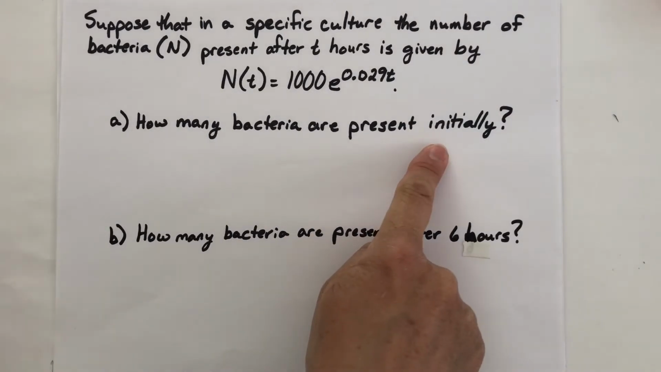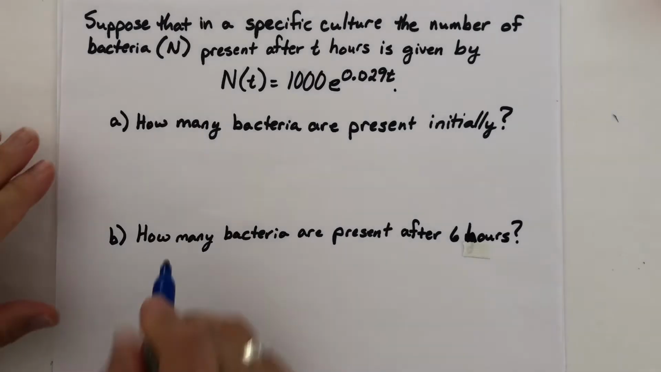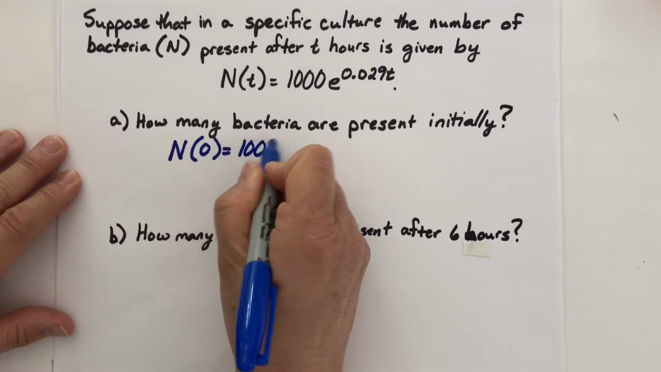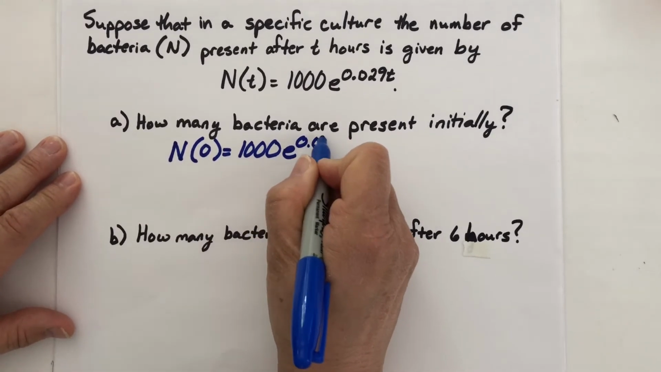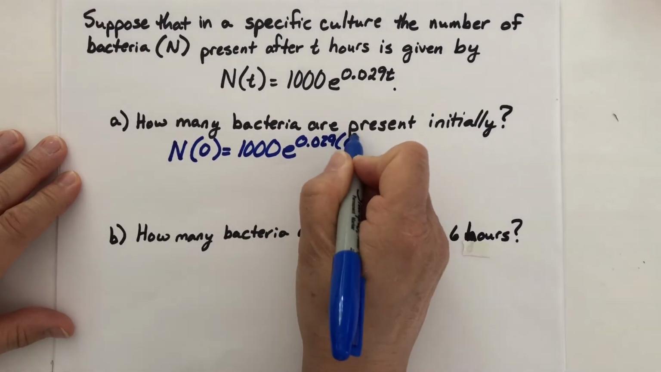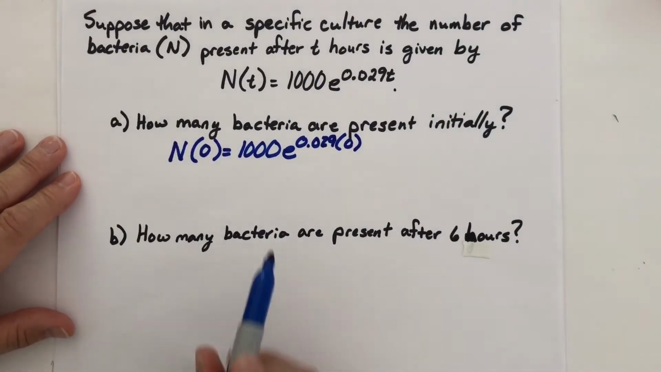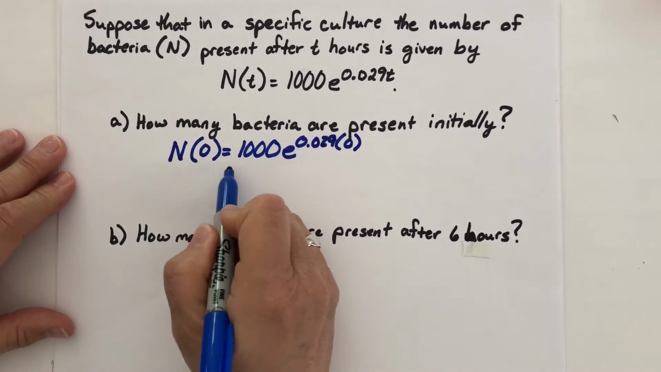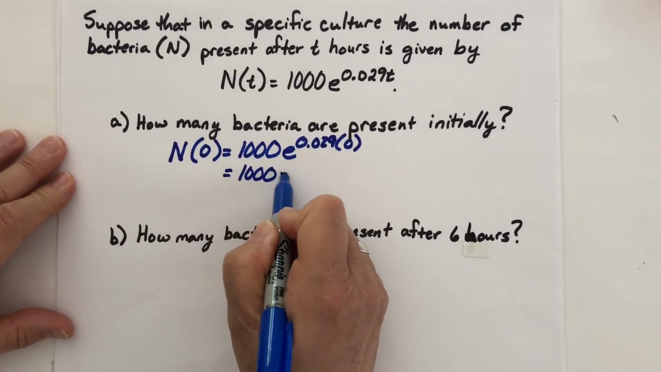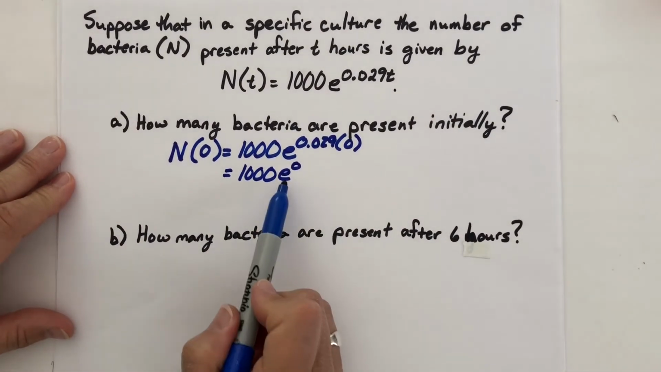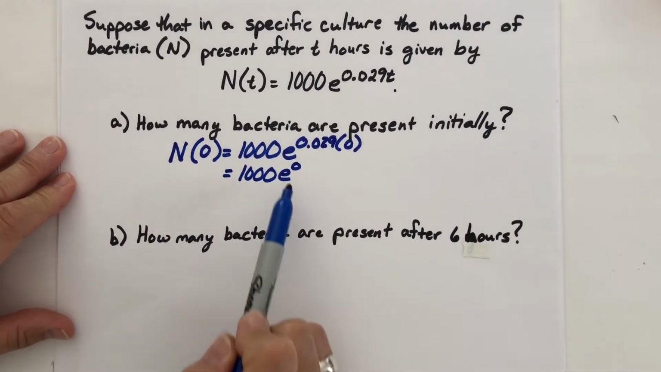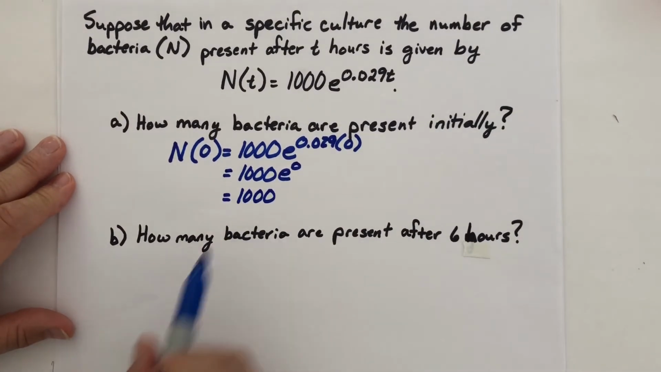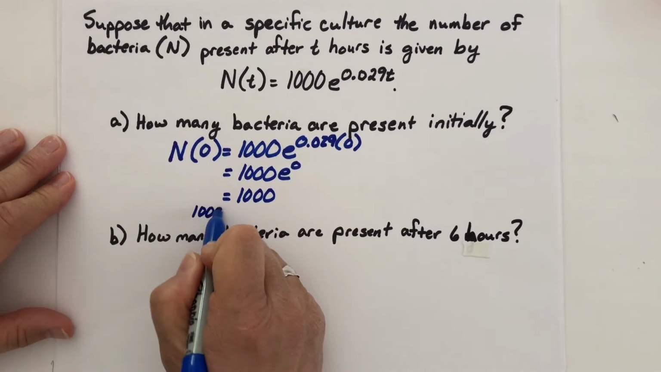So let's start with the number of bacteria initially. Let's put in 0, and we have 1,000 e to the 0.029 times 0. Now we don't even need a calculator for this one. We know 0 times 0.029 is just 0. So we would have 1,000 times e to the 0 power. But we know e to the 0 power is just 1. So 1 times 1,000 is 1,000. So how many bacteria are present initially? 1,000.